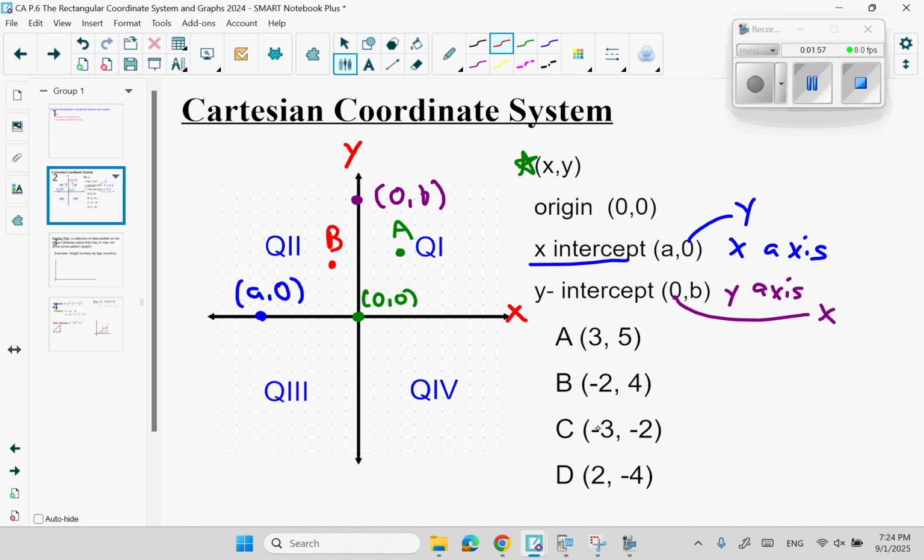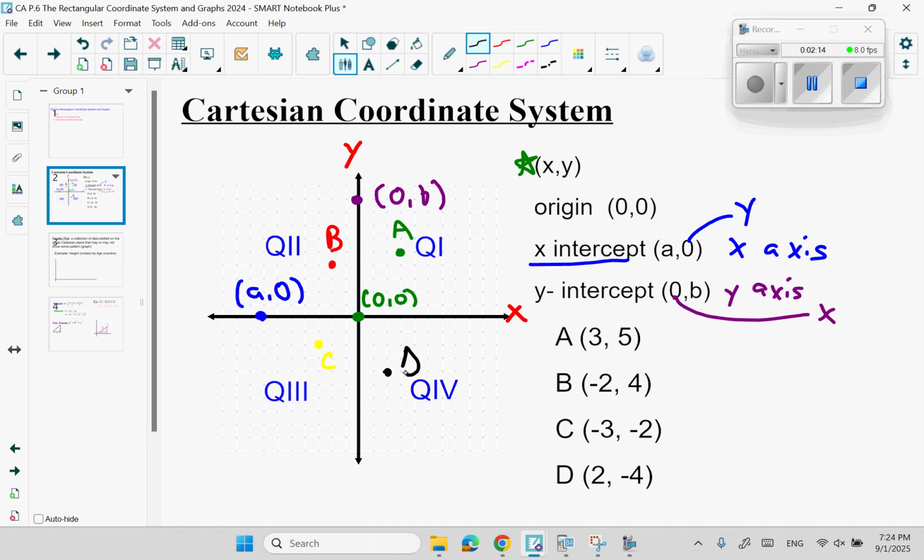Here we have C, which is (-3, -2). 1, 2, 3, 1, 2 would be our C. And D being (2, -4). 1, 2, 1, 2, 3, 4.